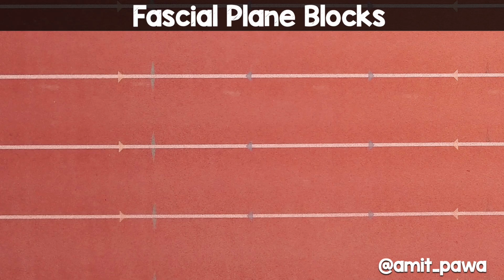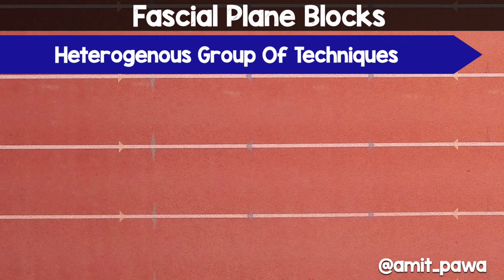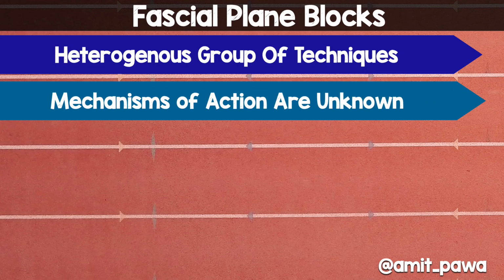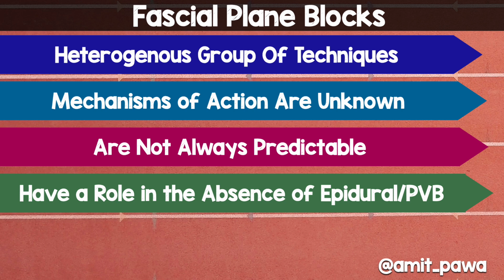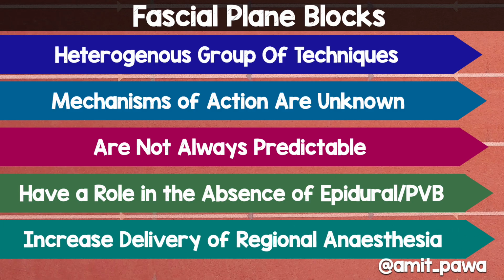So how can I conclude this brief talk? Well, I think what we can say is that fascial plane blocks are a heterogeneous group of techniques. We don't really understand how they work, certainly not in the same way that you understand how a peripheral regional anaesthetic technique works, like an interscalene or a femoral nerve block. They're not always predictable in their action, but what we can say is that they may have a role in the absence of a traditional technique, such as an epidural or a paravertebral. If you can't site them for some reason, that's where fascial plane blocks may have a role, because ultimately what they allow us to do is to increase the delivery of regional anaesthesia to patients who may otherwise not benefit from them. So hopefully that's given you something to think about.